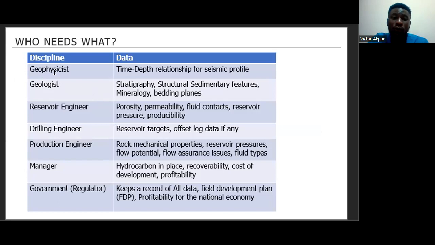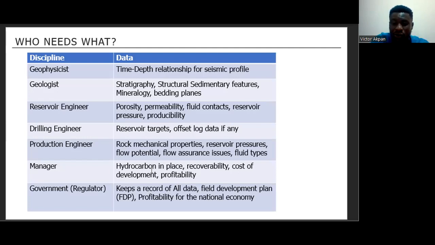The geophysicists will need the time-to-depth relationship for their seismic profiling. The geologists will need stratigraphic information, structural and sedimentary features, mineralogy, and bedding planes. Reservoir engineers will use porosity, permeability, and fluid contacts, even down to the manager, who uses the exact figure of the hydrocarbon in place, which is what we want to derive as petrophysicists, along with recoverability, cost of development, and profitability.